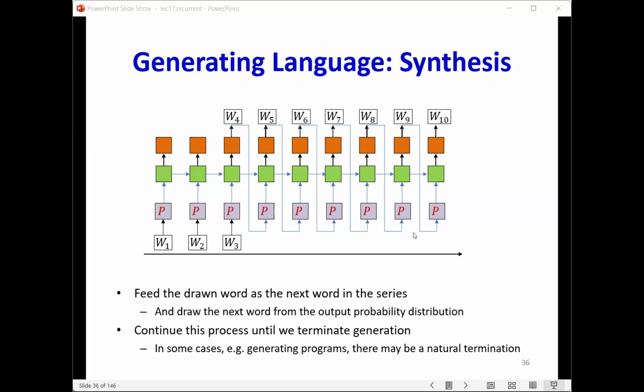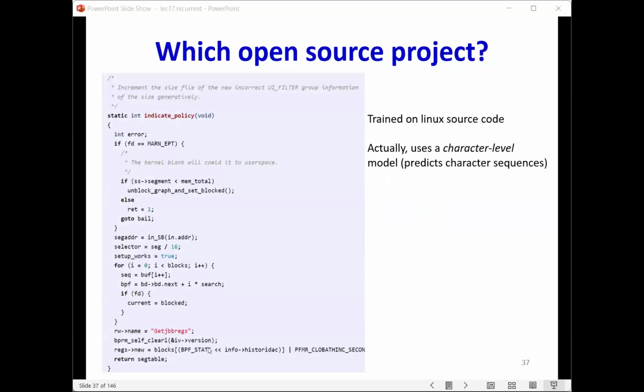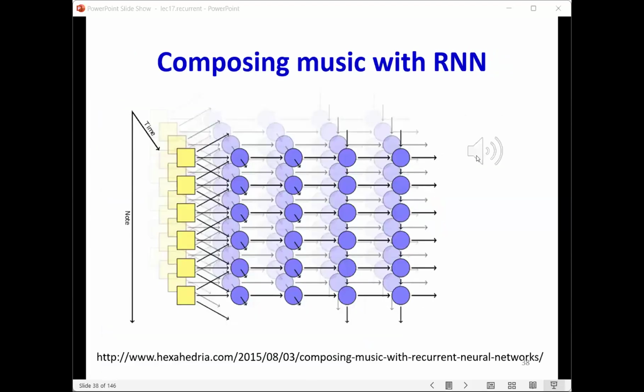Now, when do you stop? There are some cases where termination is obvious. For example, if you're generating C code, the moment you see the final curly brace, you know the thing is done, right? In other cases, no. So here, in this one, this was just an RNN trained on the Linux source code. You know that this was the first open brace. So as soon as this guy is done, the code is done. And this was a very nice example.